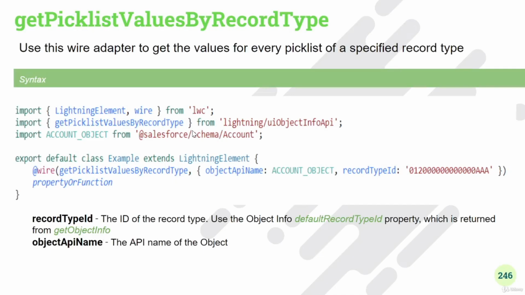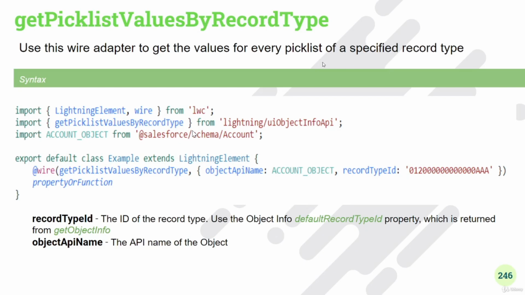In the previous wire adapter, getPicklistValues, we had a challenge: if we have to get the picklist for 10 fields, we have to write the same code 10 times again and again. But getPicklistValuesByRecordType gives us the freedom to fetch all the picklists for a specified record type or object. Let's look into the syntax.